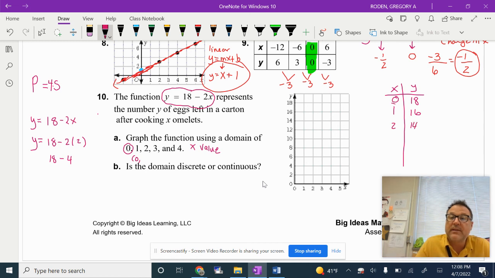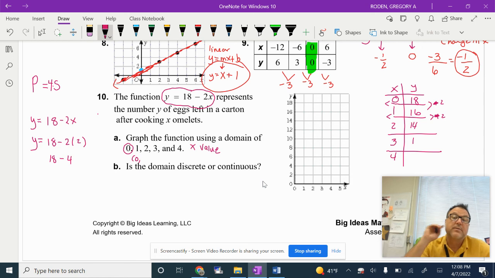Now, this is a linear equation, so what are the x's changing by each time? They're changing by 1, so the next one is going to be 3, and the next one is going to be 4 in my table. Now, what are the y values changing by? It looks like they are going up by a constant rate of 2. So I'm going to add 2 more to that and get 18, no, they're going down. My bad, they're going down because we're having less eggs each time, right? So we're going down by 2. So we went 18, 16, 14, 12, and then we get 10.